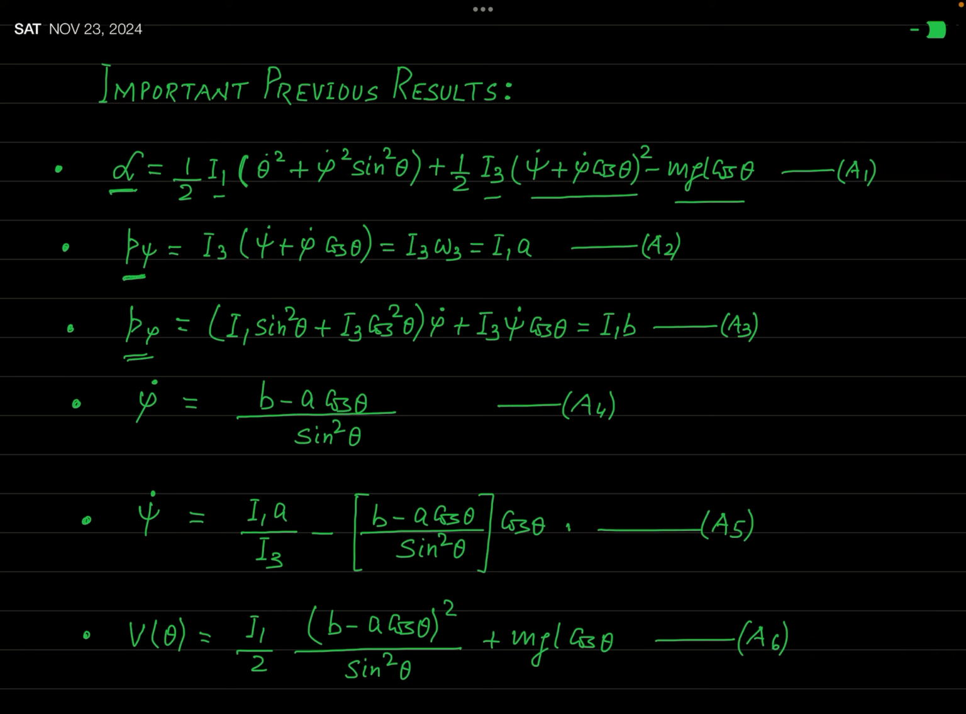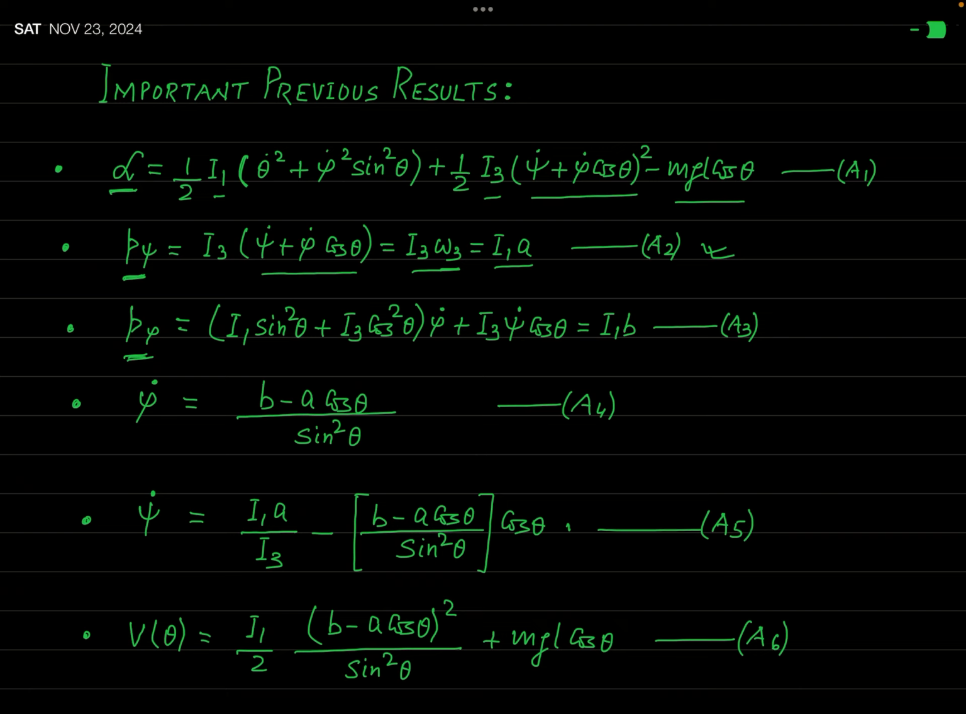And so we have defined p psi and p phi, whose expressions I have written here, and these are the first two integrals of motion. You have seen that this p psi is given like this: I3 times psi dot plus phi dot cos theta. And you have seen earlier that psi dot plus phi dot cos theta is equal to omega 3, and therefore it is written as I3 omega 3, which we have assumed is equal to I1 times A, where A is a constant. Actually, this is a very important result which will be needed in this present lecture too.